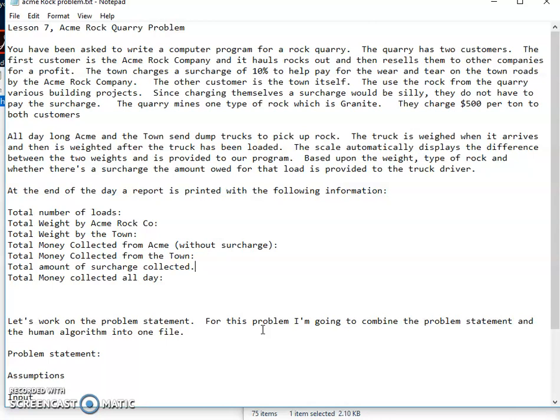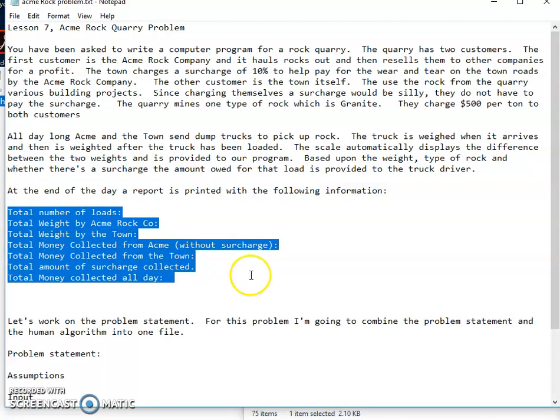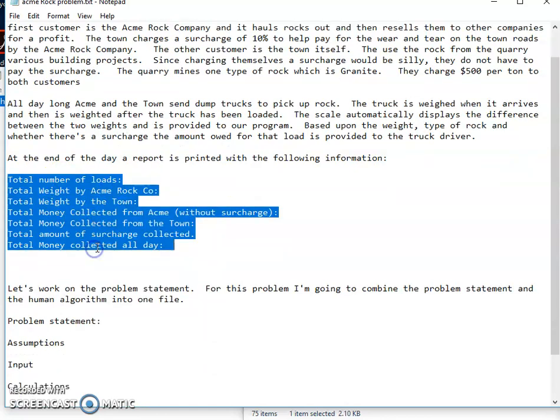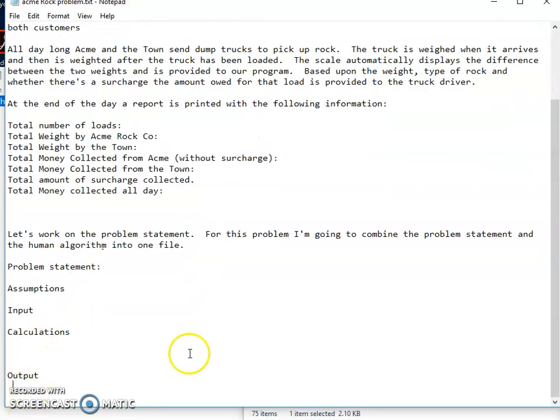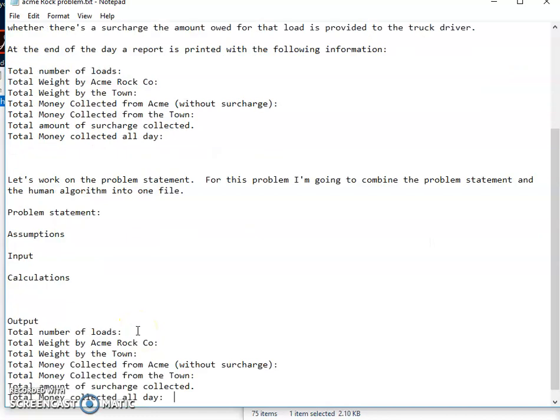We charge them $500 per ton, no matter whenever they get any of the granite, and then we charge a 10% surcharge to the Acme company for the wear and tear on the roads. We don't do it to the town. So, as you can see, they want to know this information right here. So that's our output. So we're going to go ahead and copy that, come down here into our output and paste it in.